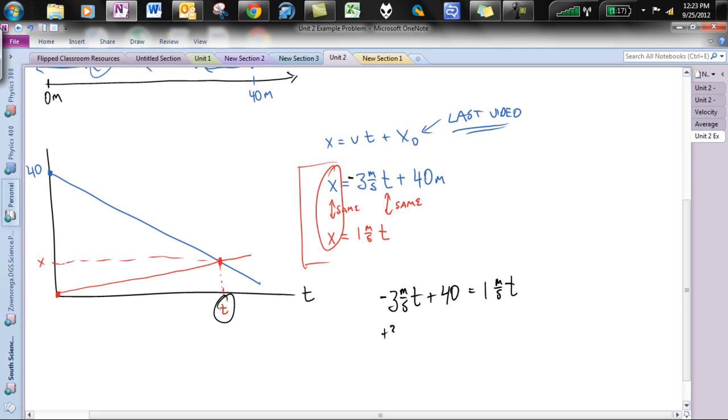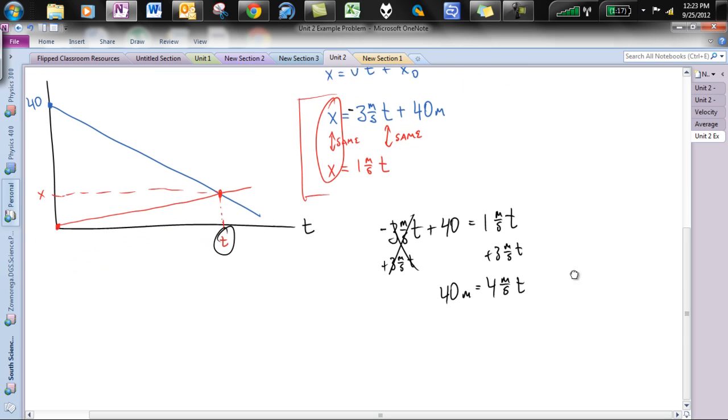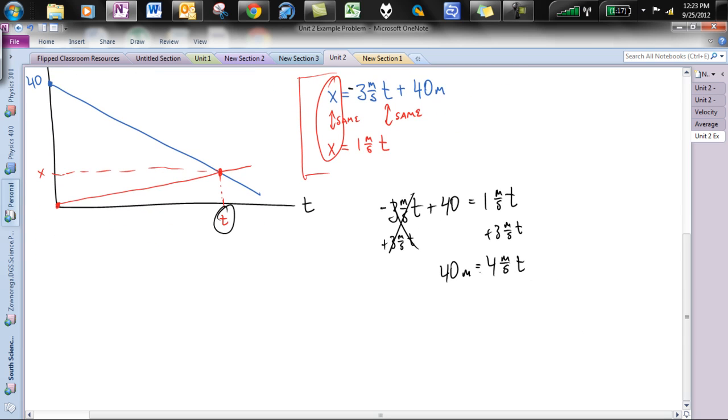And so all I have to do is add 3 meters per second to both sides. And you're going to notice that that goes away, and we're left with 40 meters equals 4 meters per second times t. And when we divide by 4 meters per second on both sides, those cancel out, and you're left with t equals 10.